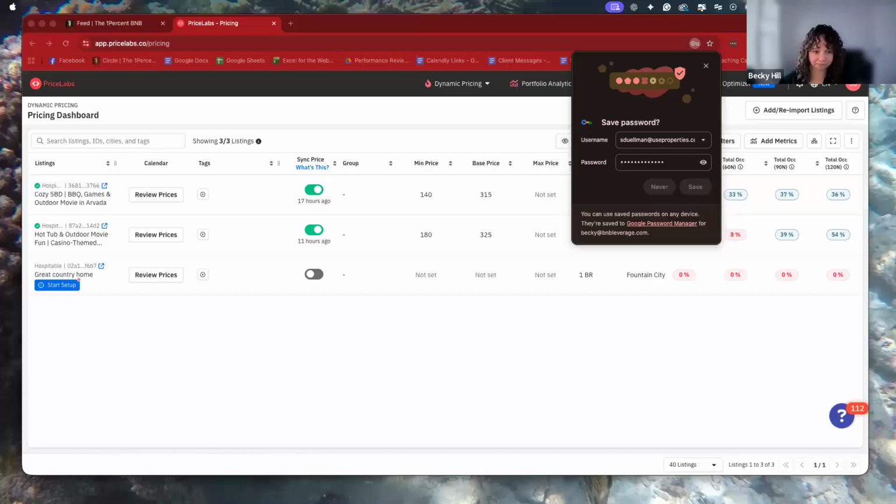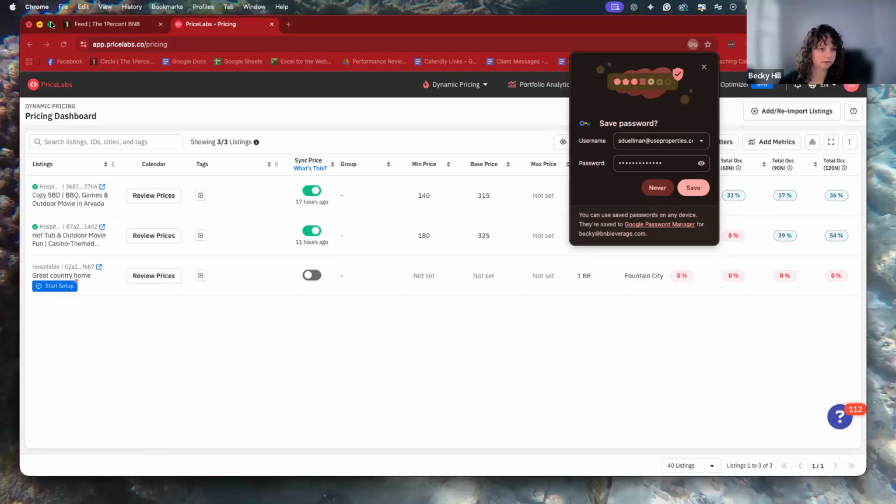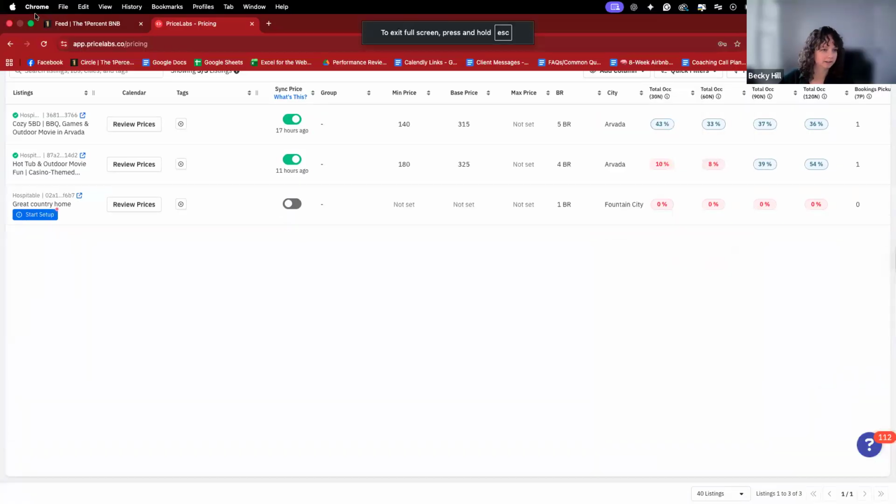Yep, it's the US properties in the same email. Okay. Okay. Let me screen share. Move that. Yeah, this. Oh, I don't like that view.